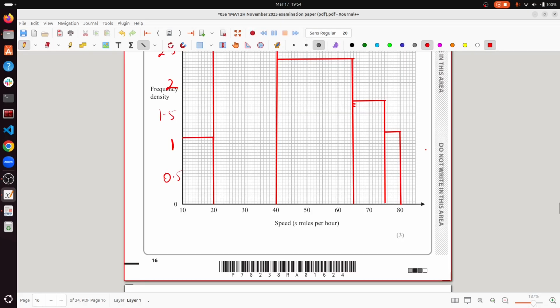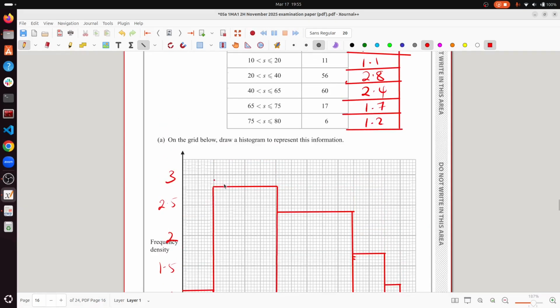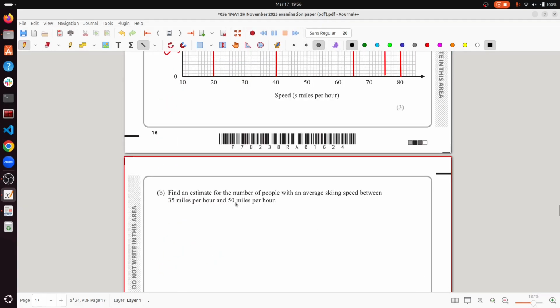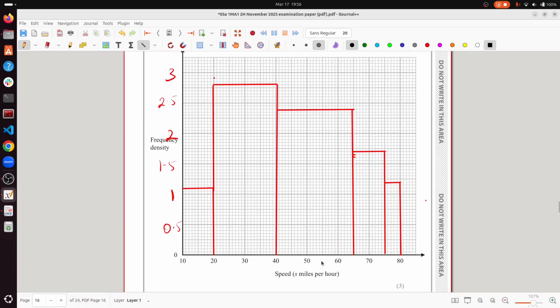And that is a histogram. The only difference between a histogram and a bar chart is there are no spaces in a histogram. And we are always plotting with frequency density. It says find an estimate for the number of people with an average skiing speed between 35 miles per hour and 50 miles per hour.